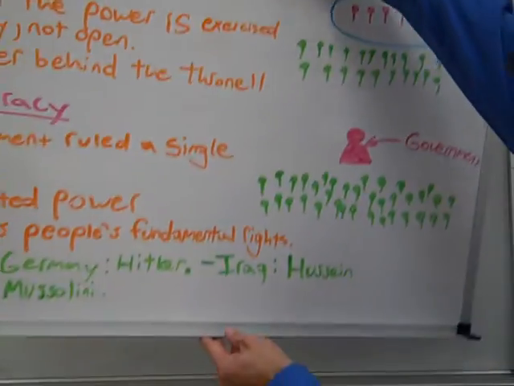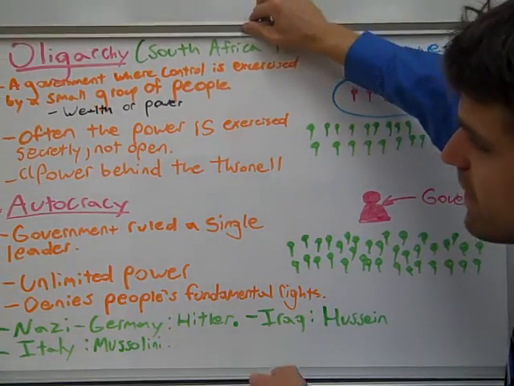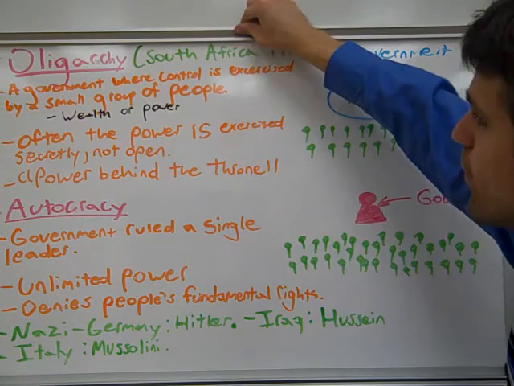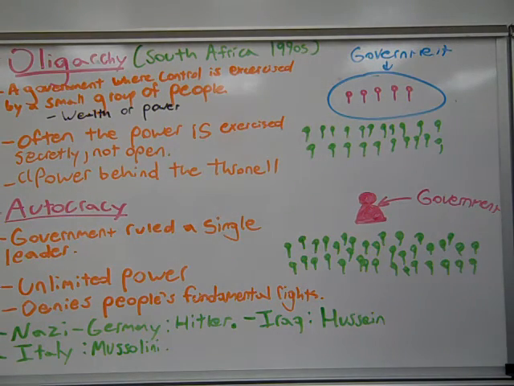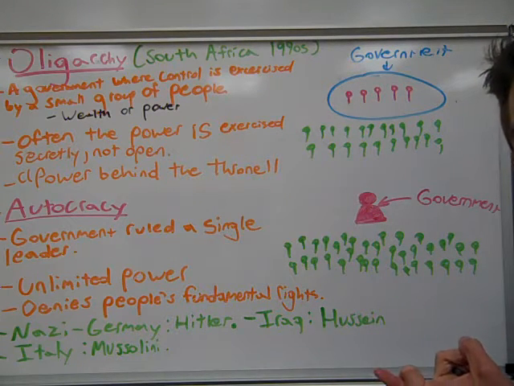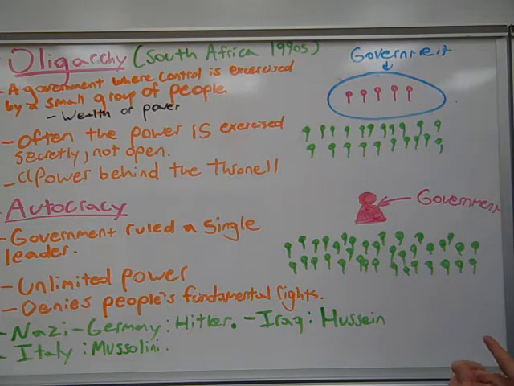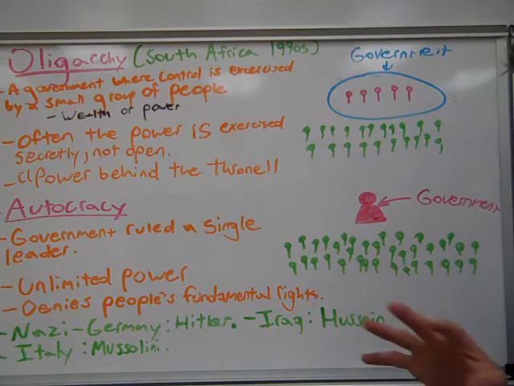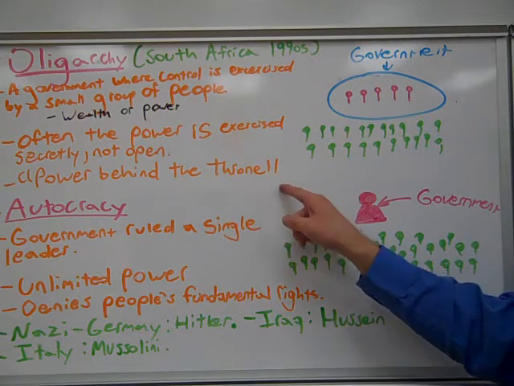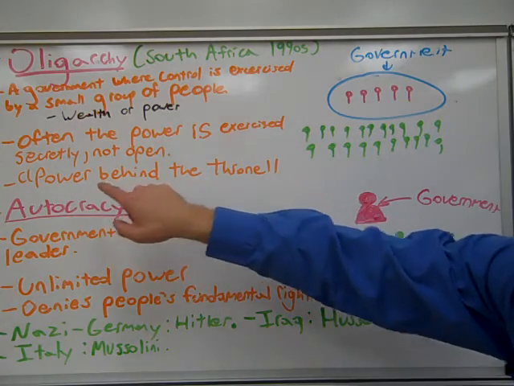Our third board shows us oligarchy. Oligarchy is the rule of the few. It is control exercised by a small group of people, either through wealth or power. Often the power is exercised secretly, not openly. They don't like to be open about it. And it's what I call, and many others call, the power behind the throne.